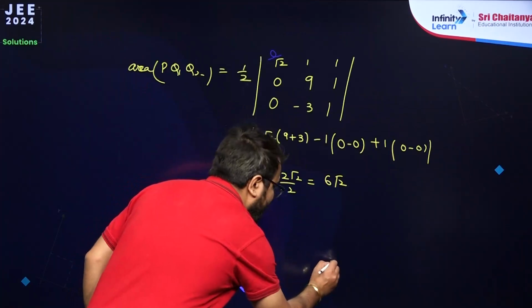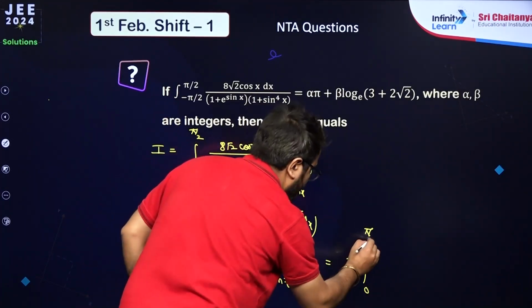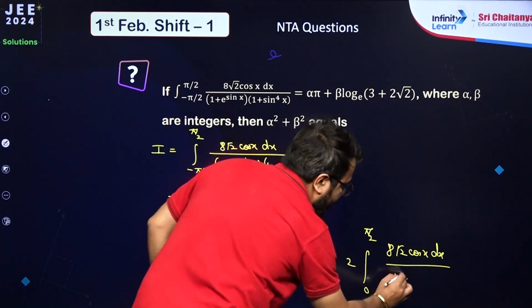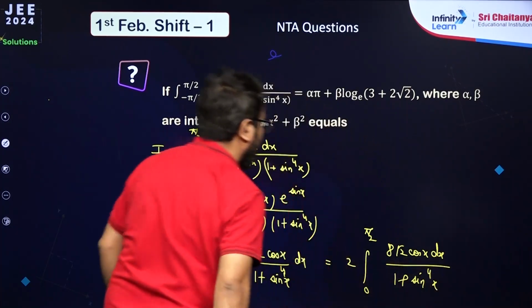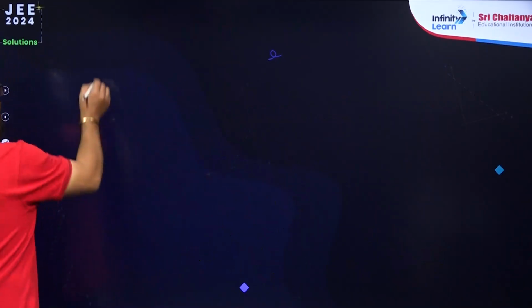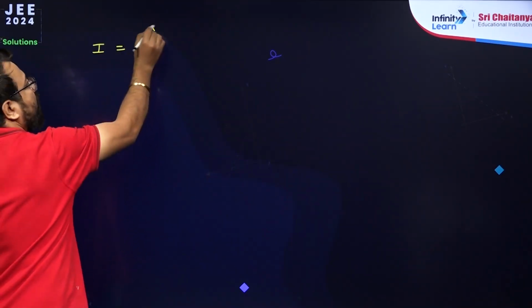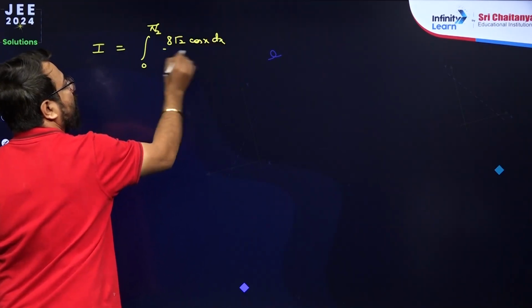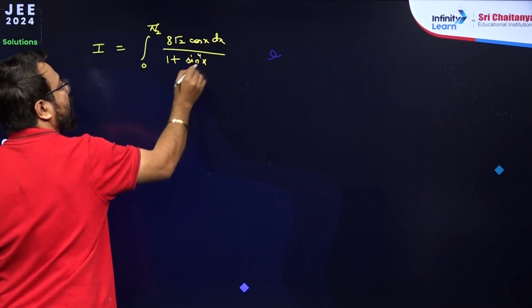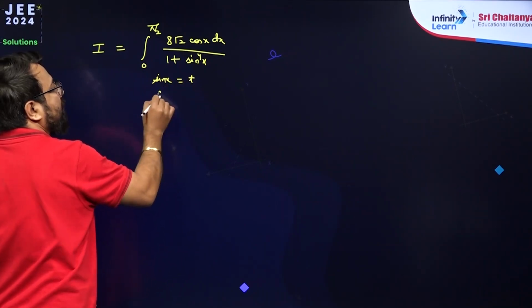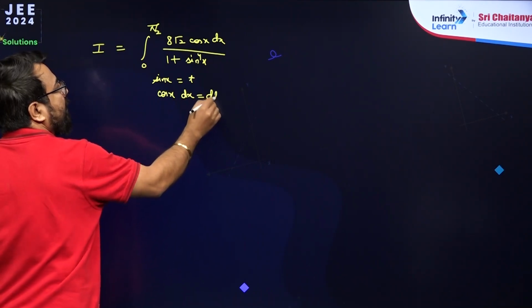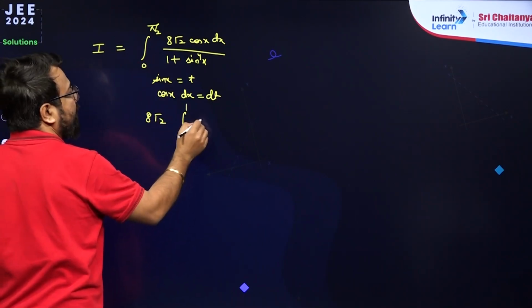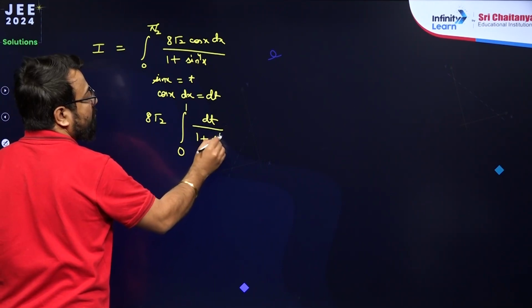So that is why I can write here 2 times 0 to pi by 2, 8 root 2 cos x dx whole divided by 1 plus sin x raised to the power 4. I'm moving to the next page. 2 and 2 will get cancelled, and ultimately the value of I will be integral 0 to pi by 2 of 8 root 2 cos x dx whole divided by 1 plus sin x raised to the power 4. If I assume sin x as a new variable t, then cos x dx will be dt. Ultimately it will be 8 root 2, x equals 0, sin 90 will be 1. Here it is dt over 1 plus t raised to the power 4.